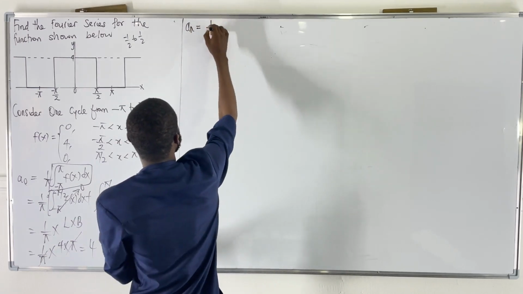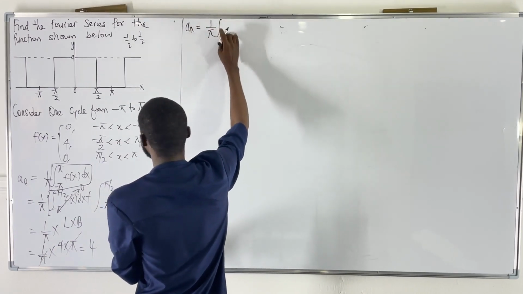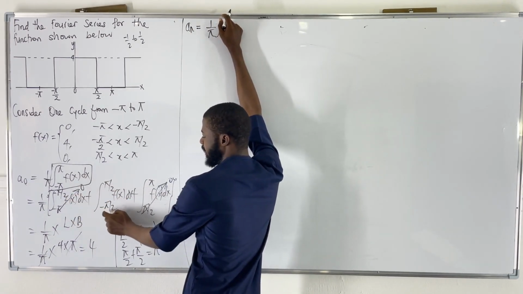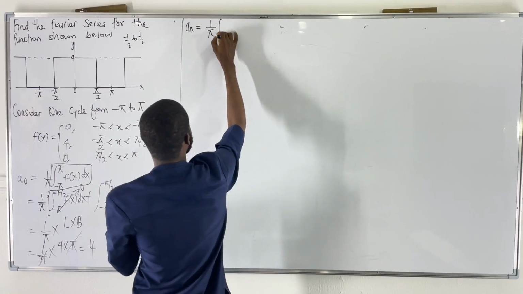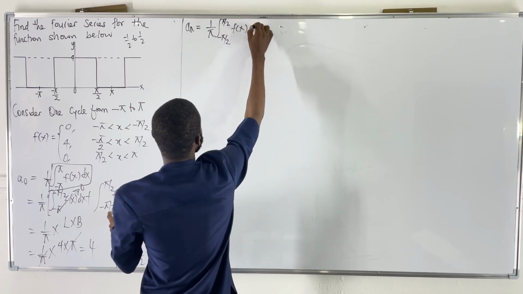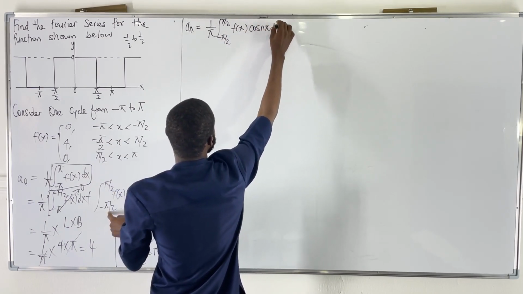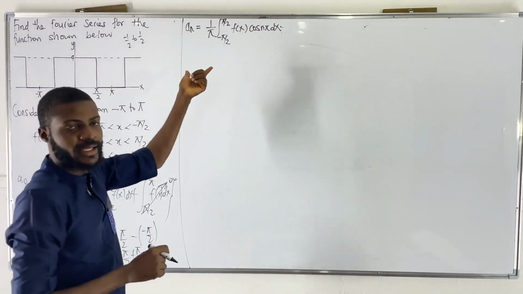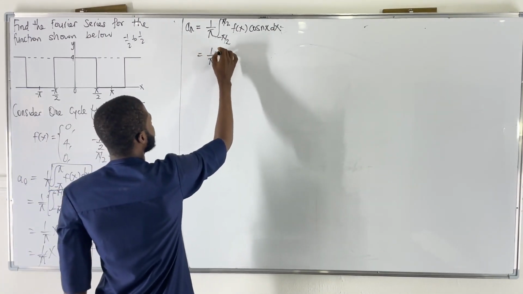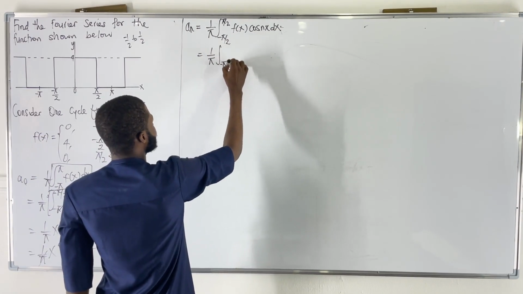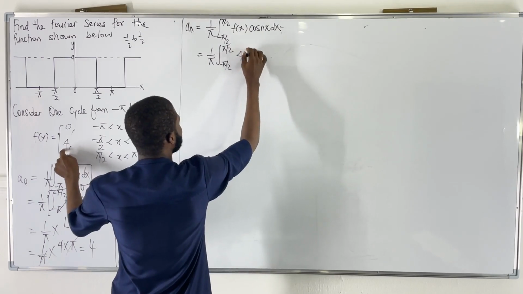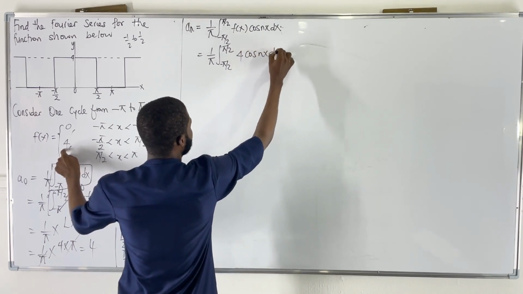Now, a sub n is 1 over pi integral from, since we know that all of these guys will be 0, let me only pick the middle one, minus pi over 2 to pi over 2 of f of x cosine of nx dx. So that's what my a sub n will be. Now f of x here was 4, so this will be 4 cos nx dx.